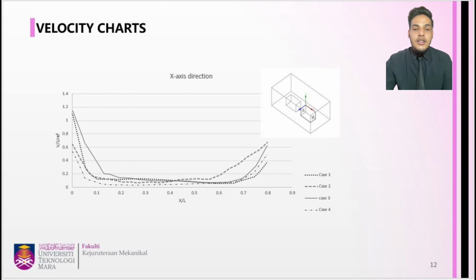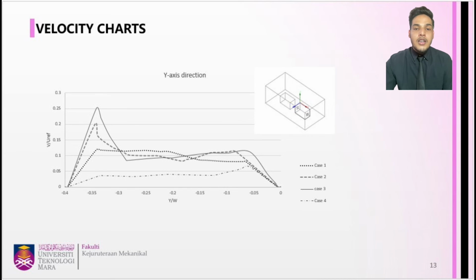The graph patterns are the same because the airflow is higher at the opening windows at the start and end of the room. The starting airflow will be more than the end because the wind came from the inlet of the domain. It can be observed that case 1 and case 3 have the highest opening air velocity at 1.105 meters per second and 1.147 meters per second respectively.